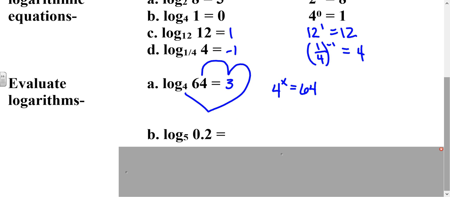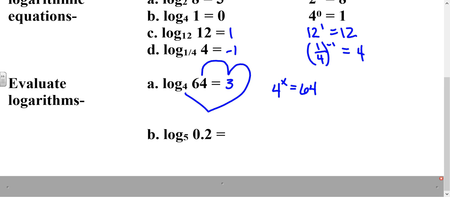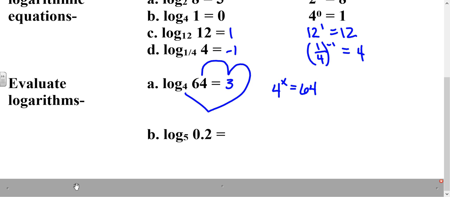Okay, we have 0.2. This one is kind of hard. Because it's in decimal form, you might want to guess and check with your calculator, or you could rewrite this as a fraction. If we rewrite this as a fraction, 0.2 is equivalent to 1/5. So I could rewrite this as log base 5 of 1/5.